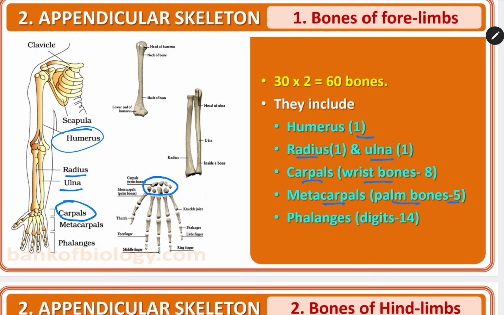Metacarpals, palm bones, 5 in number, 1, 2, 3, 4 and 5. And to the knuckle joint, they are connected to the other bones, the phalanges, digits, 14.